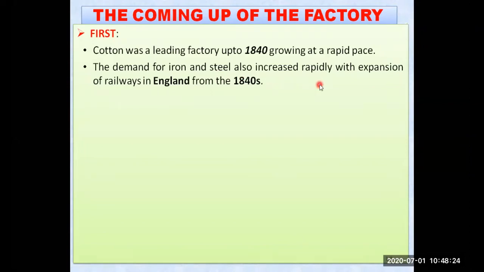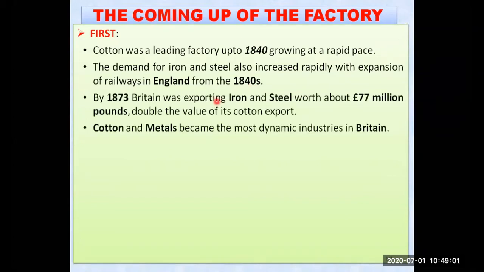Now cotton has two competitors. कॉटन का दो एक competitors आ गए. Iron and steel were also in demand, that is after 1840, because there was rapid expansion of railways in England. क्योंकि इंग्लैंड में क्या हो रहा था, expansion of railway lines, रेलवे ट्रैक्स को expand किया जा रहा था, बढ़ाया जा रहा था. So there was a need of iron and steel. We know कि आयरन और स्टील का जरूरत पड़ सकता है, because they need to lay down the tracks and they will have to produce more and more trains also. So there was a need of iron and steel after 1840.